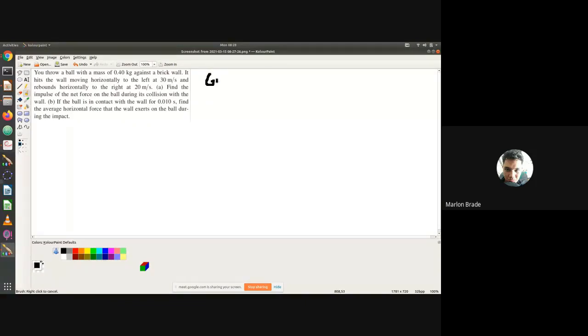So okay, first, let's write the given. You throw a ball with a mass of 0.4 kilograms. So the mass of the ball is equal to 0.4 kilogram. It hits the wall moving horizontally to the left at 30 meters per second. So we now have a momentum, which depends on velocity and mass.